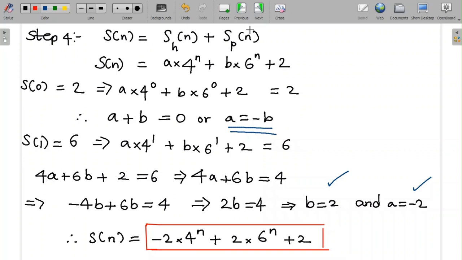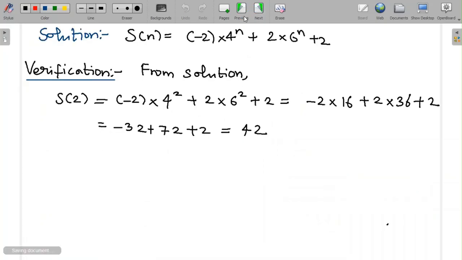Once again, you can note that this answer depends only on n and not on any other term. Therefore, we call this the closed form expression. As usual, we'll try and verify and find out if this answer is right.